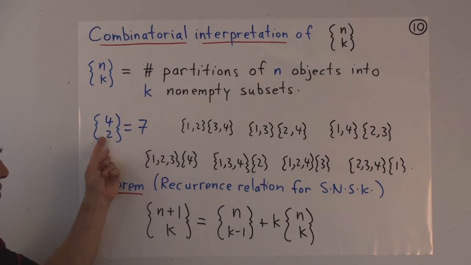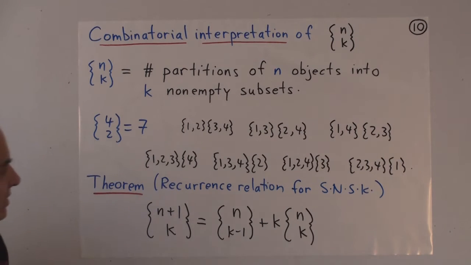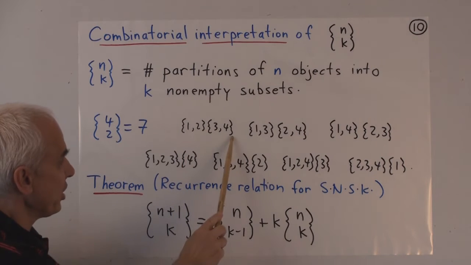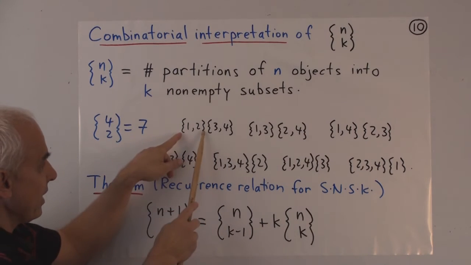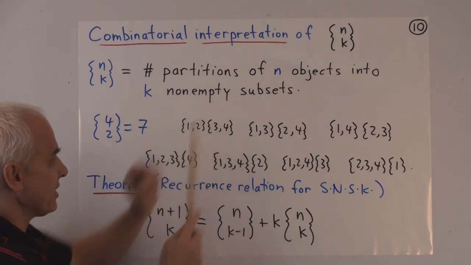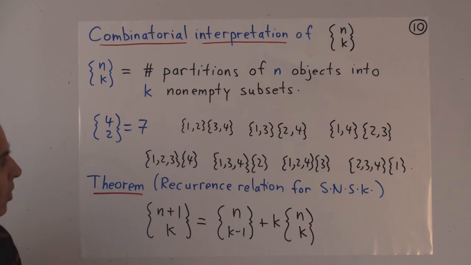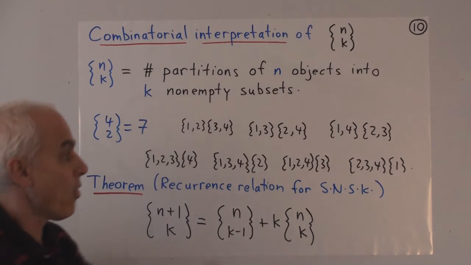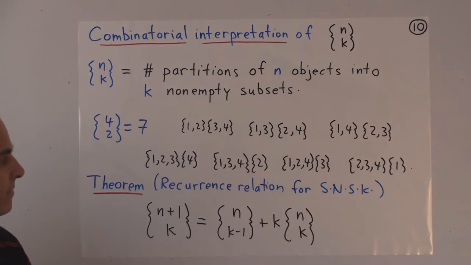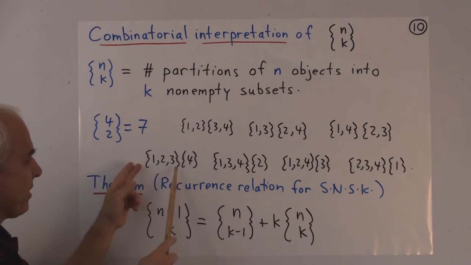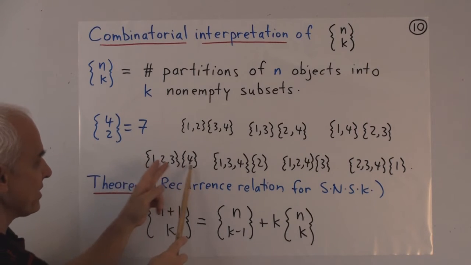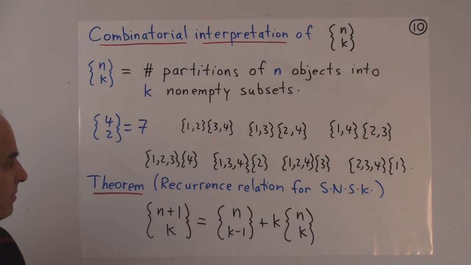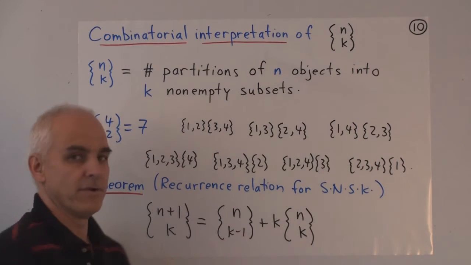So for example, 4 brace 2 is 7 because the number of partitions of 4 into exactly 2 subsets is 7. And I've listed them here for you. So here's one partition. We break the numbers into one subset containing 1, 2, and another subset containing 3, 4. Or another way would be choose the subset 1, 3, and also the subset 2, 4. Or 1, 4, and 2, 3. But there are a few others. We could also break them up into a subset with 3 elements and one with just 1 element by itself. And there are 4 of those. Altogether, 7.